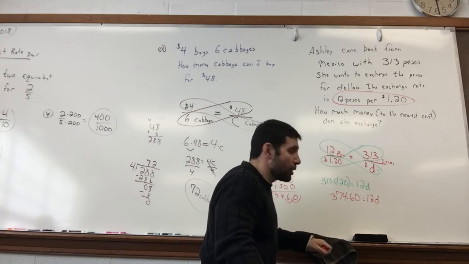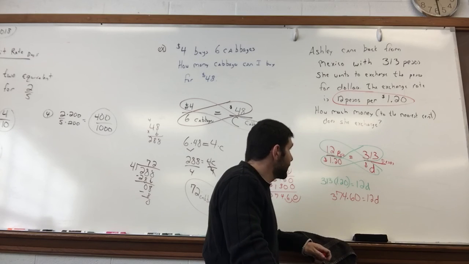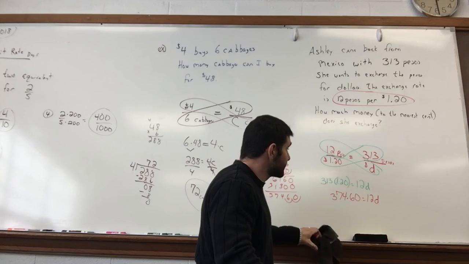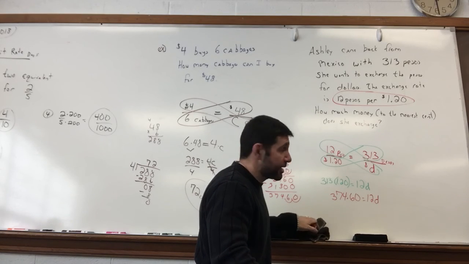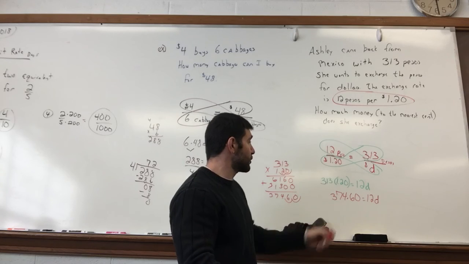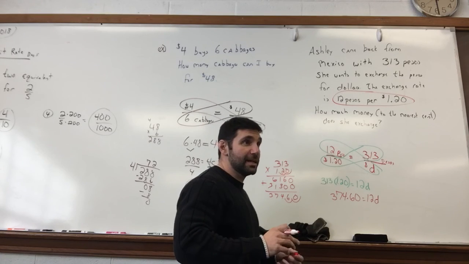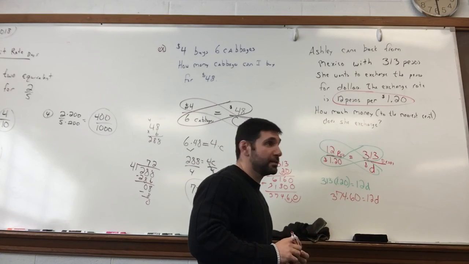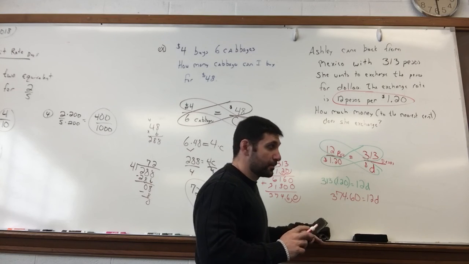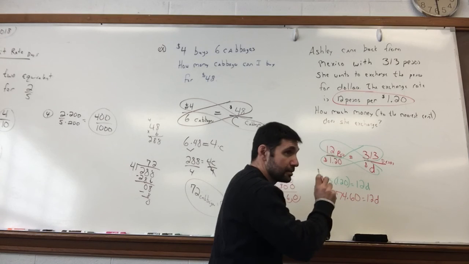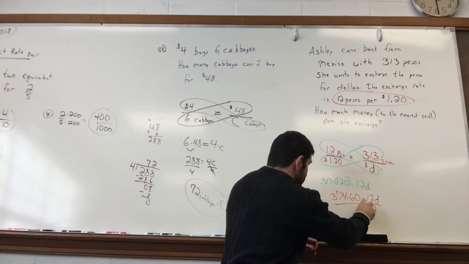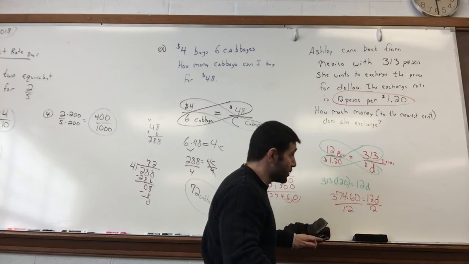Okay, so right now, when I cross multiply, I get 313 times $1.20 equals 12 times D. That's my cross multiplication. When I multiply 313 times 1 and 20 hundredths, I get 374 and 60 hundredths. That equals 12D. What do I need to do here, Brennan? Divide by 12. Yeah, so we're dividing by 12.